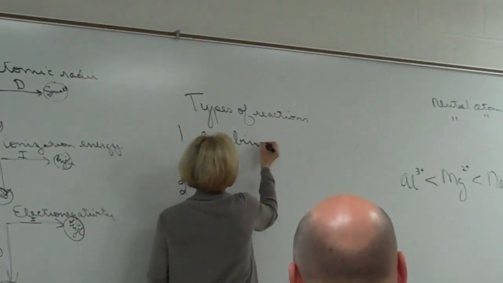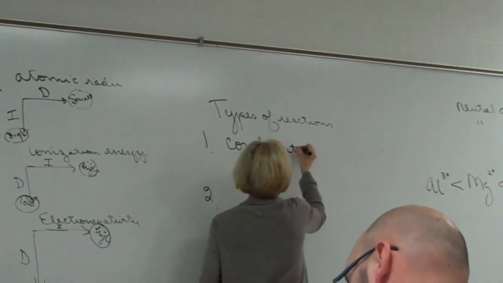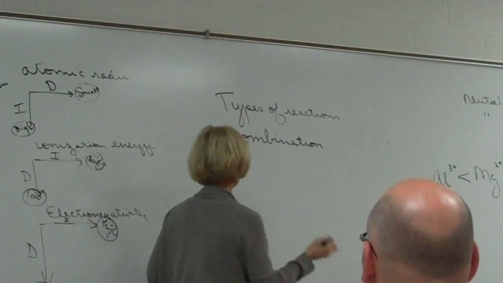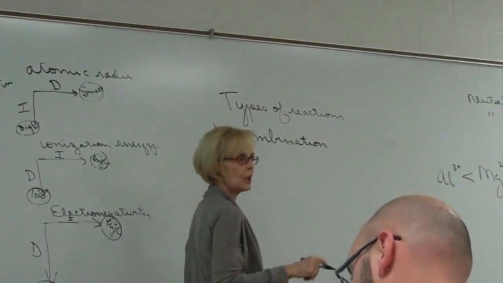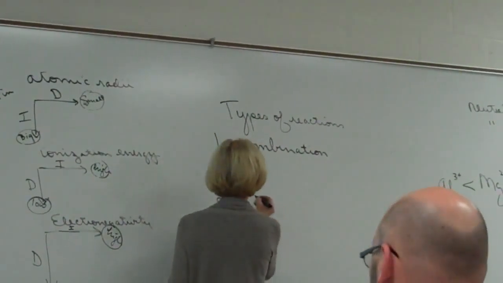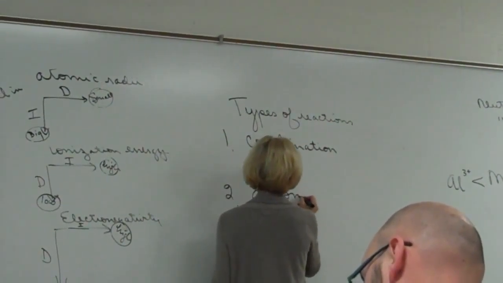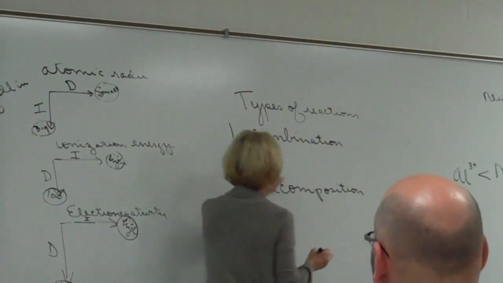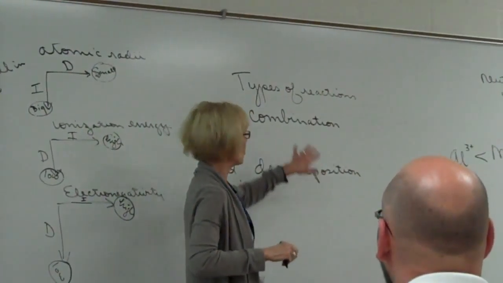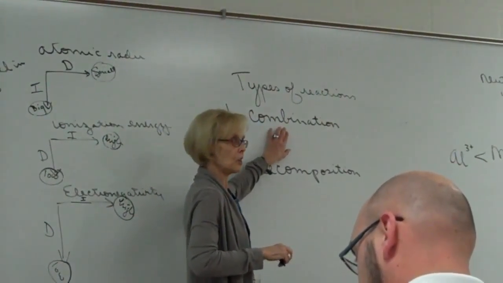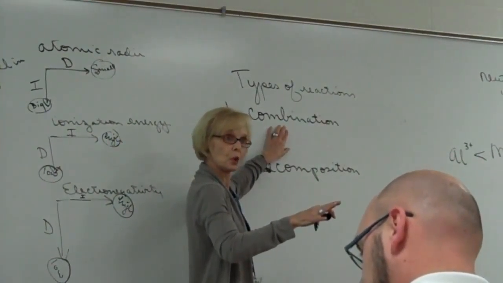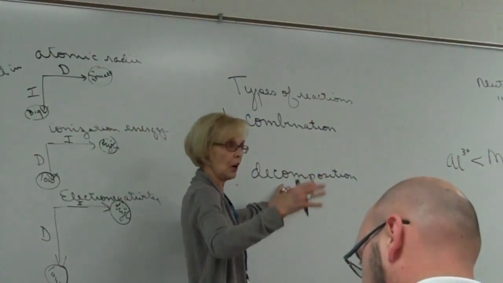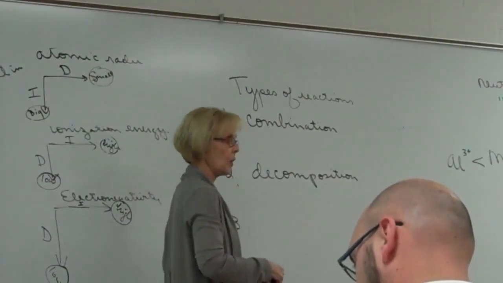We had combination. Remember, it's also sometimes called composition, means the same thing. What's another one we had? Decomposition. And these two are the reverse of each other. That's why some people prefer to call this one composition. You're composing, or putting something together. And this is decomposition. You're ripping it apart.